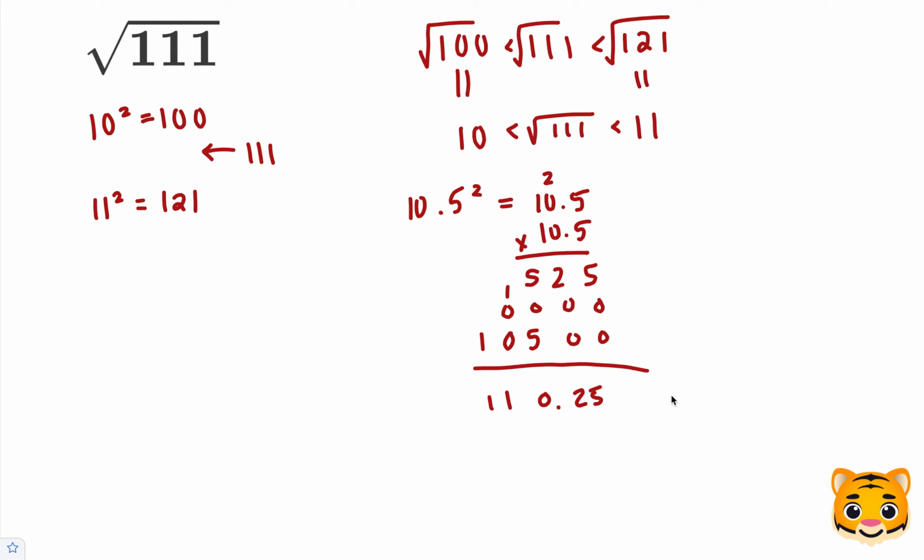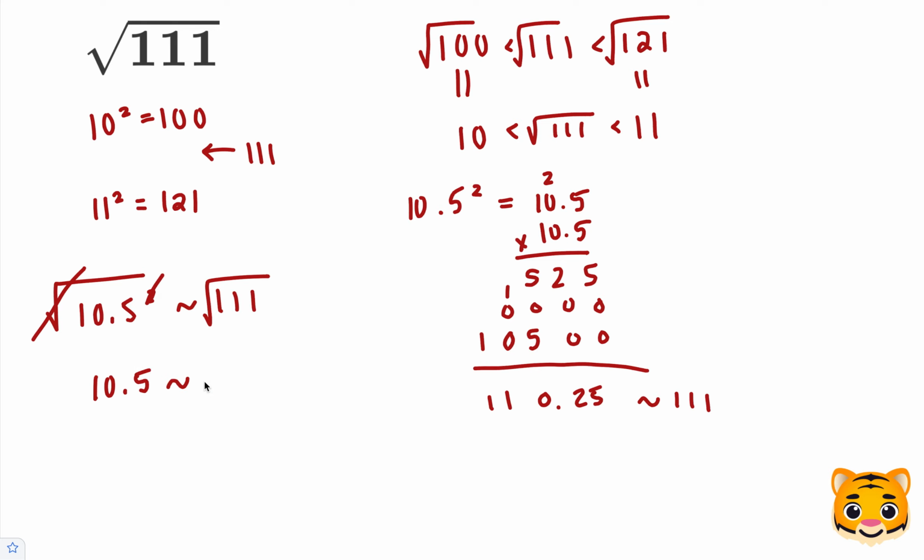110.25. This is very close to 111, and we can actually approximate it to about 111. This means that we can write 10.5 squared as approximately 111. Taking the square root of both sides will cancel the squared and the square root on the 10.5, and we're left with 10.5 is approximately the square root of 111.